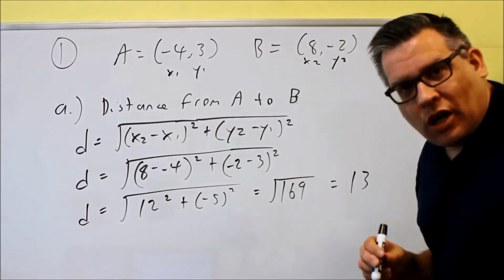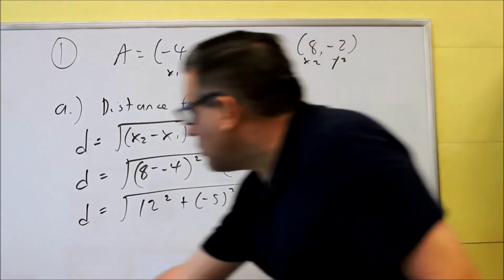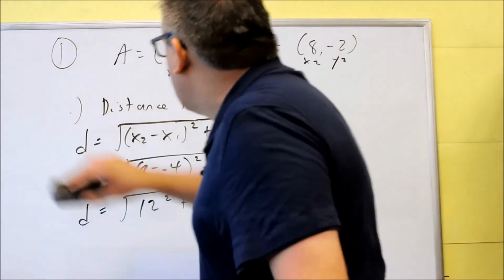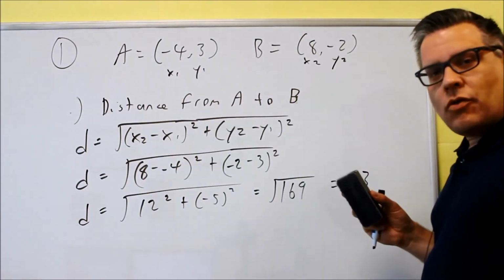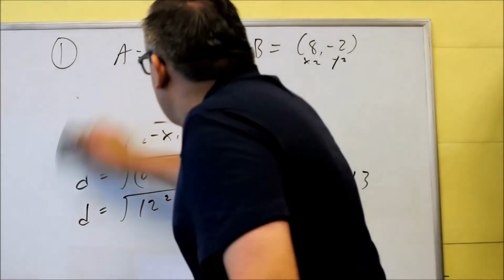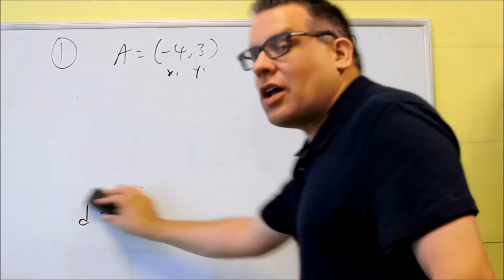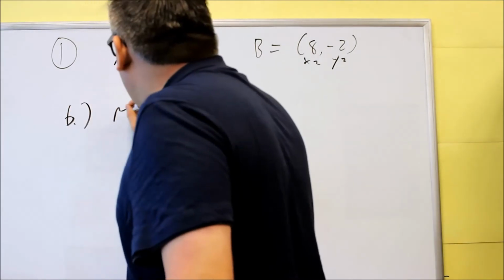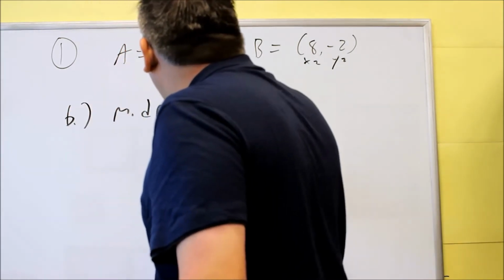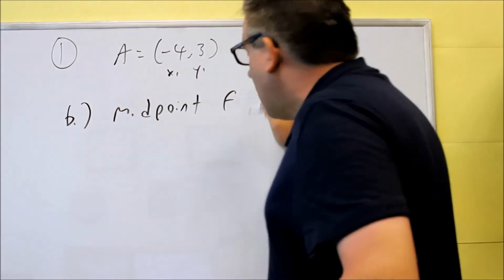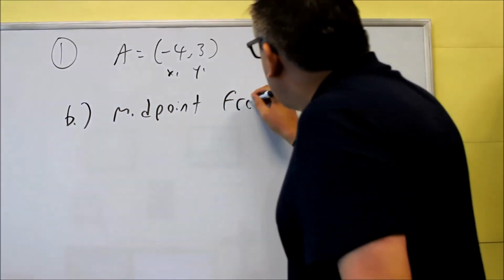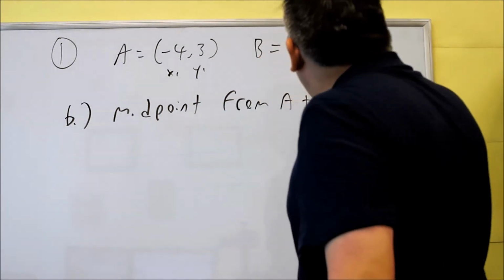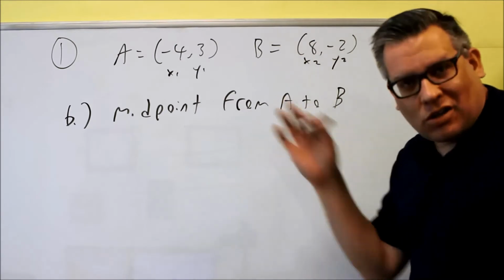So let's take a look at the next couple parts. So that's part B. Okay, so you can pause it. Hopefully you have all that. Otherwise you can pause it and rewind it if you need to see that again. Okay, so for part B, they want the midpoint from A to B. So basically they want the midpoint of a line segment connecting A and B.